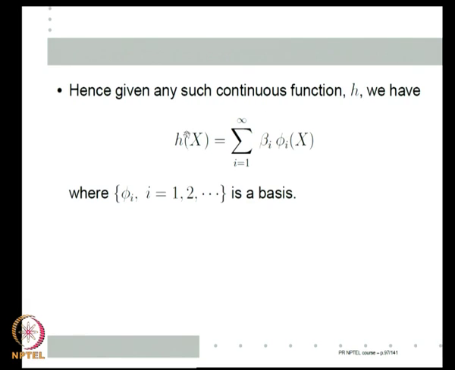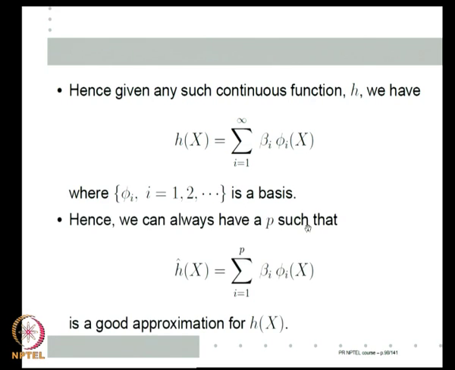Once I know that this infinite sequence converges to h x, there will always exist a number p such that the sum would be within epsilon of h x. So, I can always have a p such that if I take the sum up to p, then that h hat x is a good approximation to h x. So, what is the big deal again? We have the 3-layer network also represents all continuous functions, and this also represents all continuous functions.